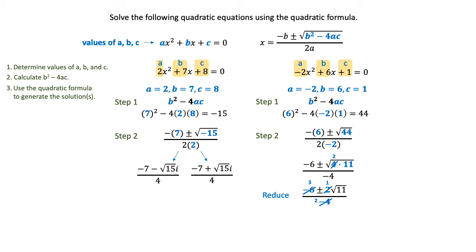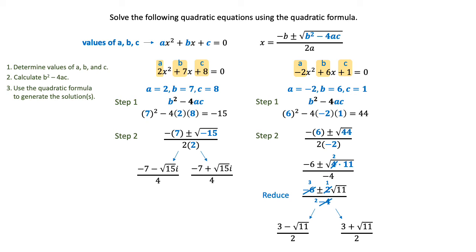What's nice about dividing out a negative is it takes care of those two negatives that we used to have there, and it doesn't affect the plus or minus sign. So to clean this up, I'm going to write the two possible solutions of (3 minus square root of 11) over 2 and (3 plus square root of 11) over 2.